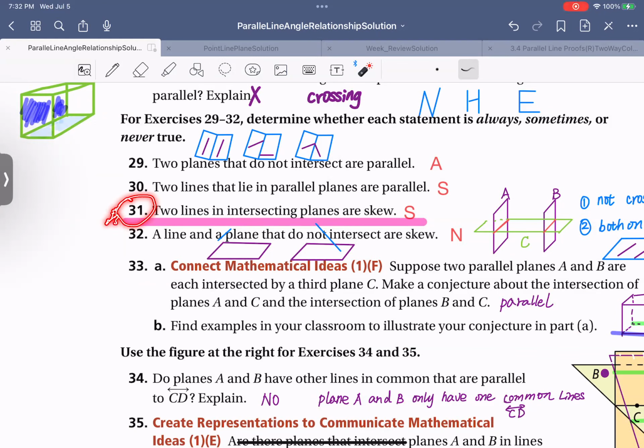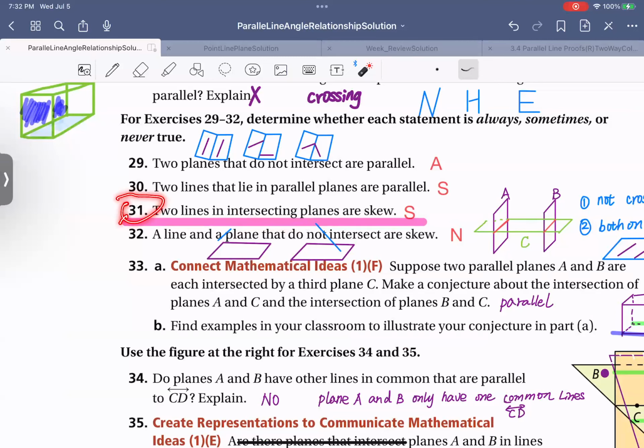And tell us what's the relationship, please. They're skew because they cross each other, but they touch each other. No, hold on. You cannot make that two hands parallel. That's already 30. We are talking about 31. Yeah, it says intersecting planes. Skew.